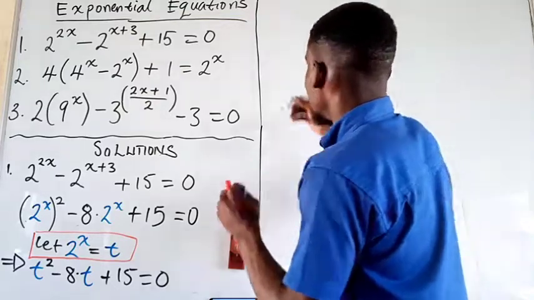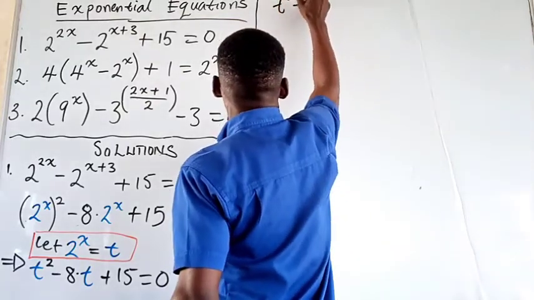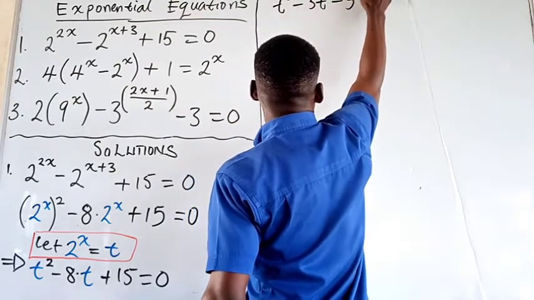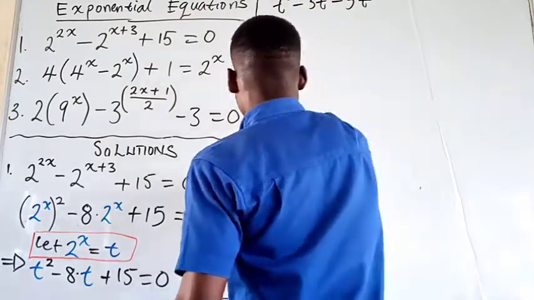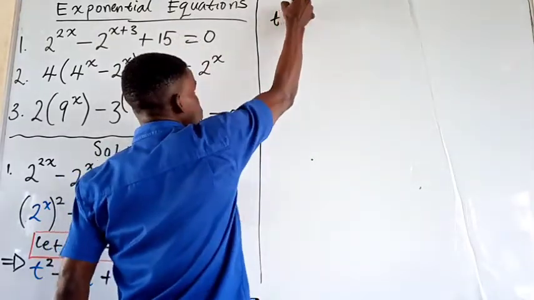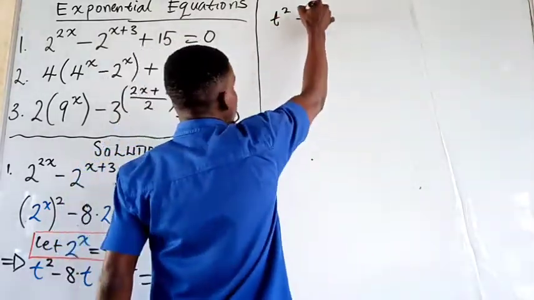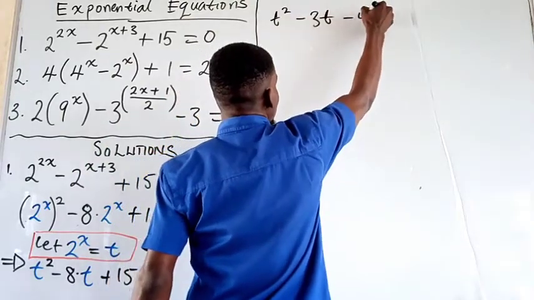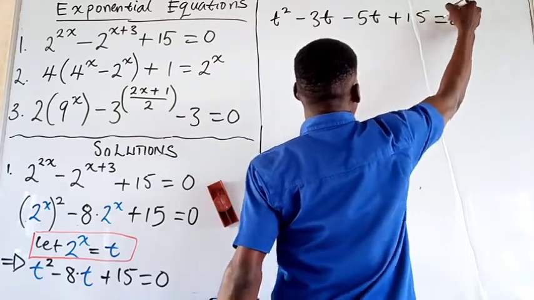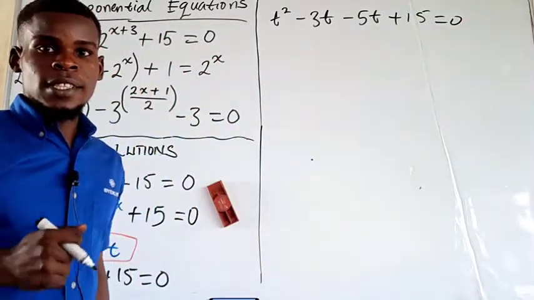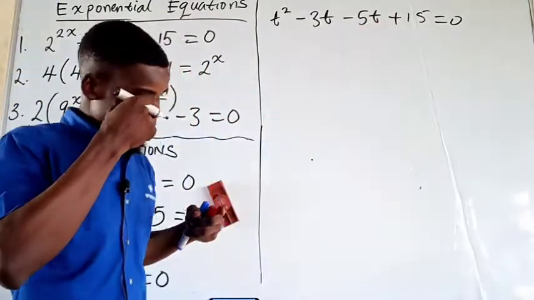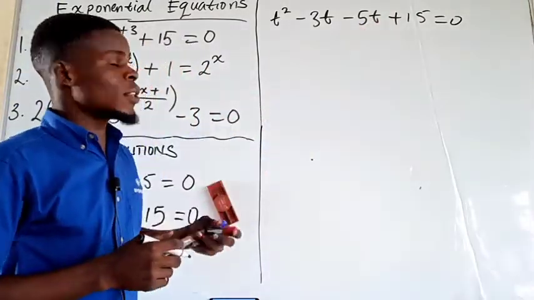We write this as t squared minus 3t minus 5t plus 15, this is equal to 0. So we write it in that manner. The sum of these will just give us negative 8 as we had initially. So from here we like to do some factoring.